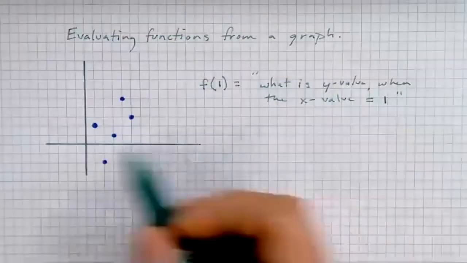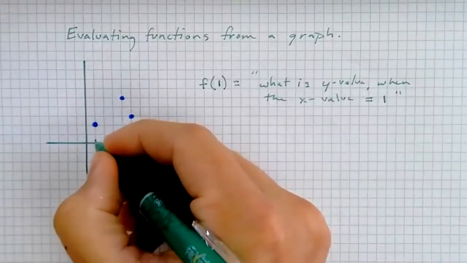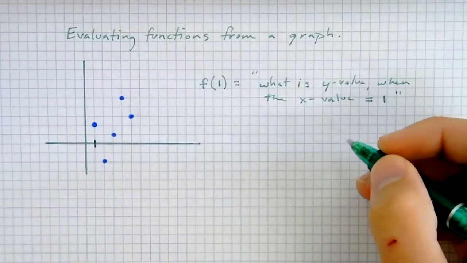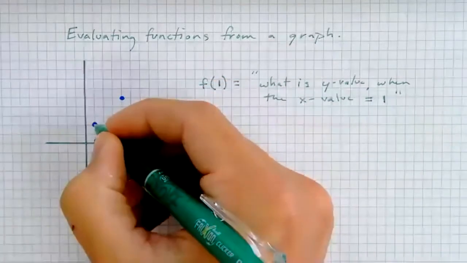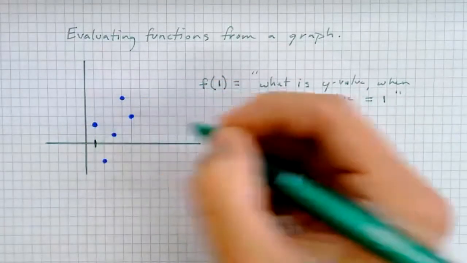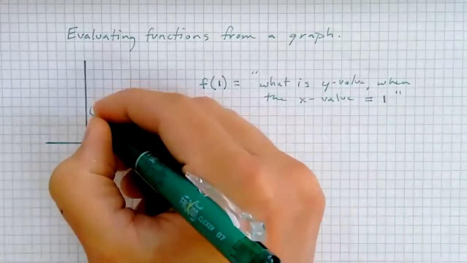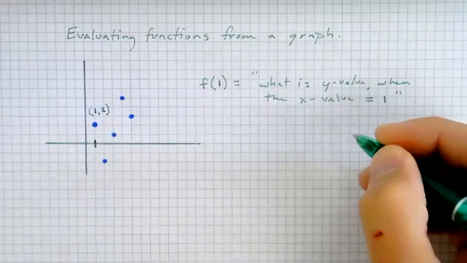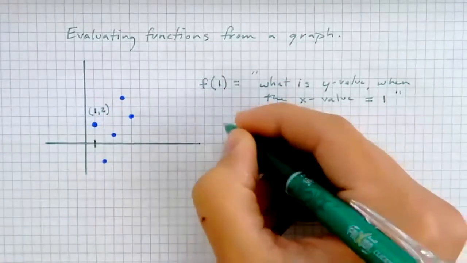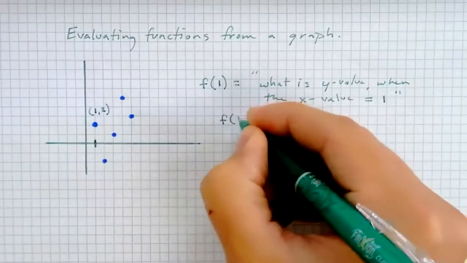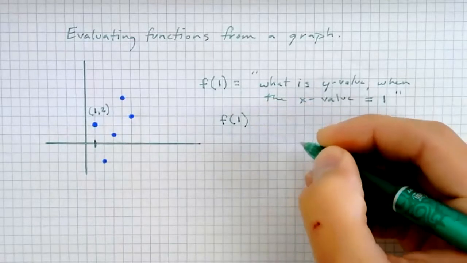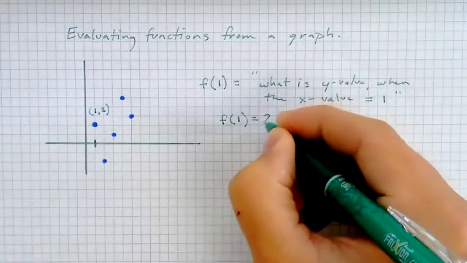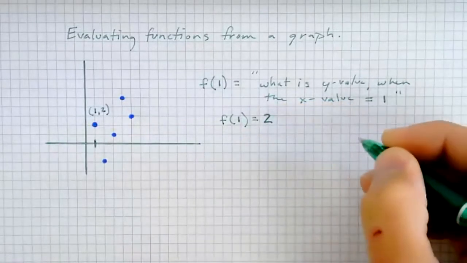All right, so we go to our graph. We look for when our x value is 1. We're trying to find a point. Okay, here's that point. Point is at 1, 2. So when the x value is equal to 1, the point has a y value of 2.